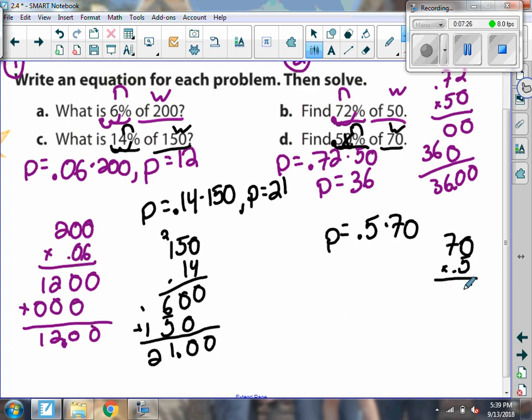So I'm just going to multiply 70 times 0.5. 5 times 0 is 0. And 5 times 7 is 35. And I have 1 decimal place. So my P is equal to 35.